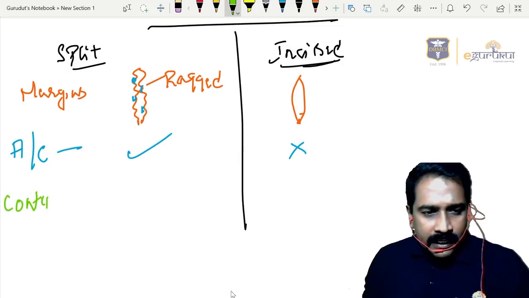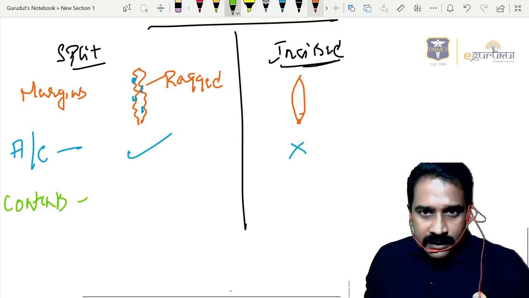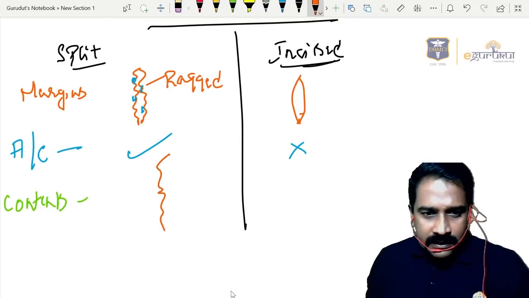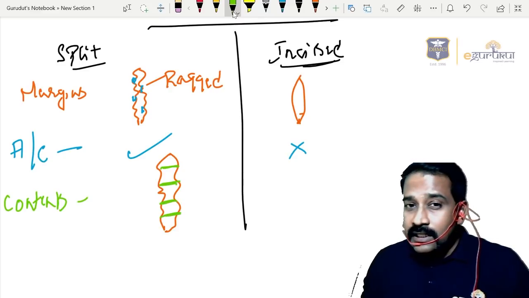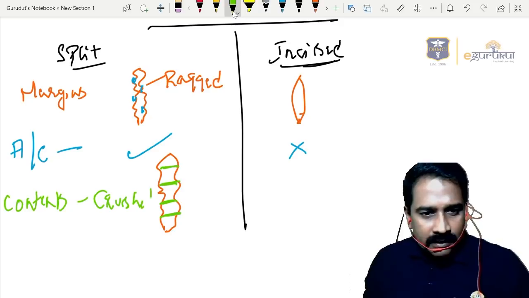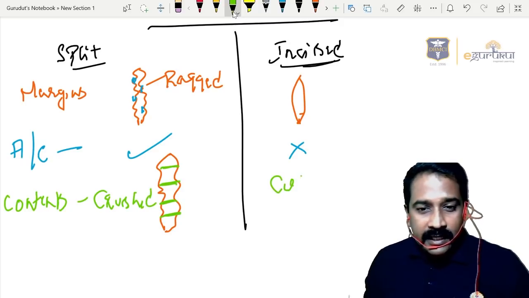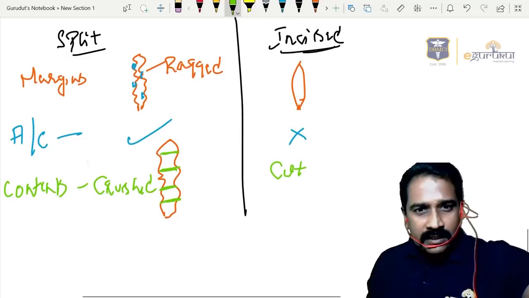Contents. See, the contents of the injury are the ones which make the floor of the injury. So, for example, if this is the split laceration, the contents of the injury will be the muscle fiber, the nerve fiber, a blood vessel, a tendon. So, these are the contents. The contents of split laceration are crushed, whereas the contents of incised wound are clean cut.